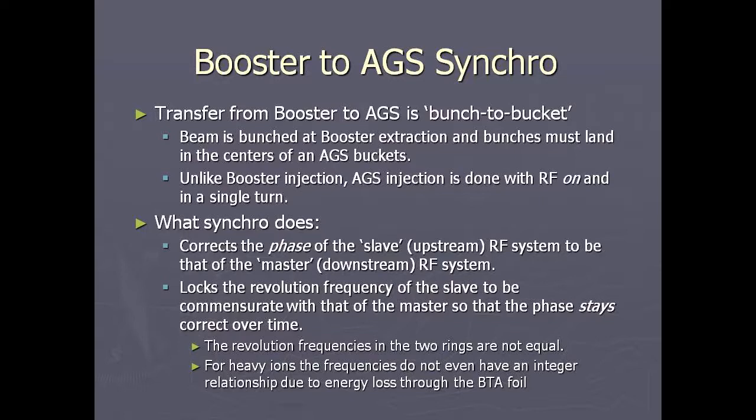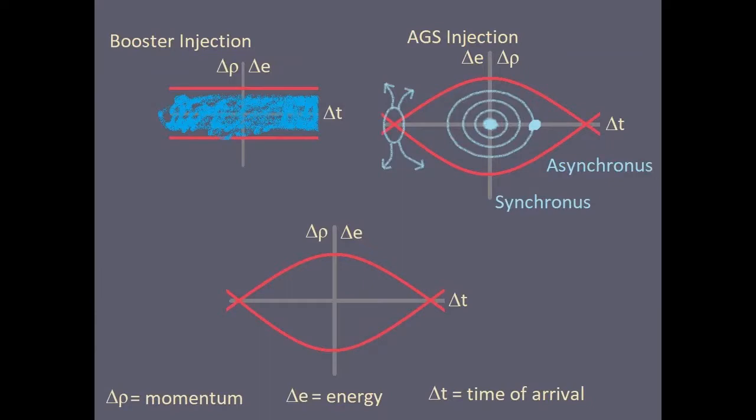So to continue with Travis's picture of things, in the booster, for booster injection, we sort of didn't care because the beam was everywhere. At booster injection, it would look like this, and then we just put the buckets anywhere. So the timing didn't matter because the beam was everywhere in time. Sorry. So this is energy or momentum relative to the synchronous particle. That's this guy, the guy who arrives at the RF at the right time and the right energy all the time. And this is delta T, time of arrival relative to the synchronous particle.